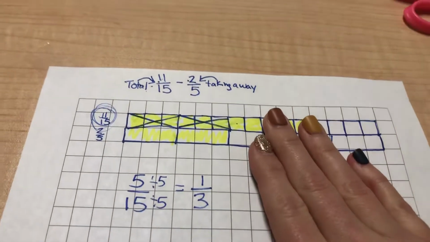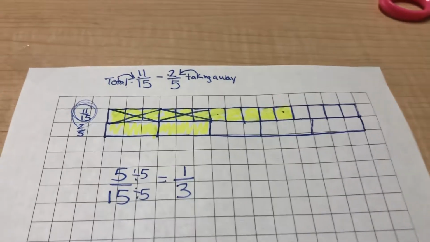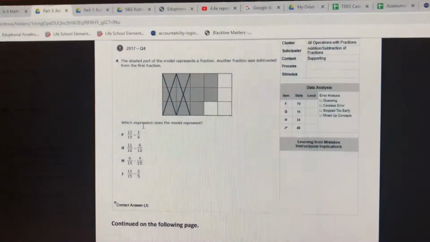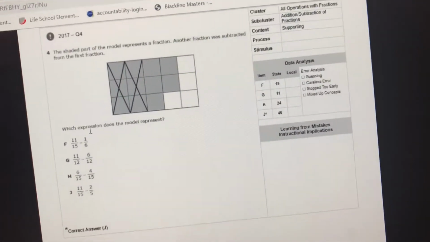So let's start here. Instead of just showing them the standard algorithm and how to find that common denominator, let's really look at what's going on pictorially and let's represent what's going on. So I hope this helps you guys out.